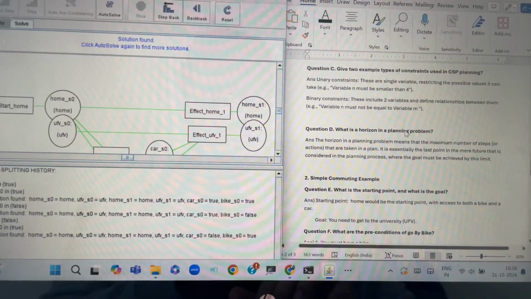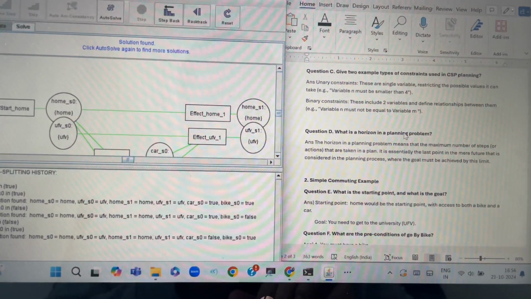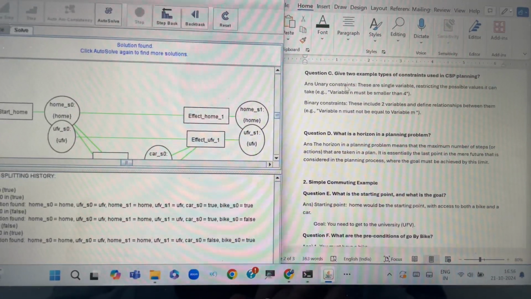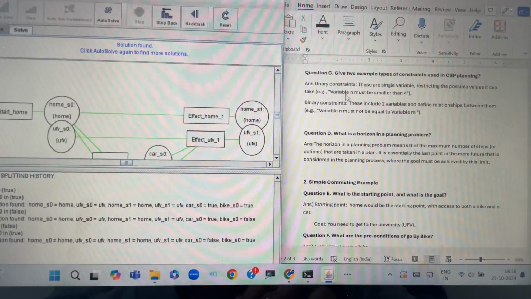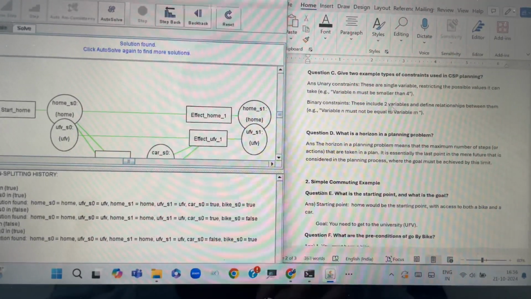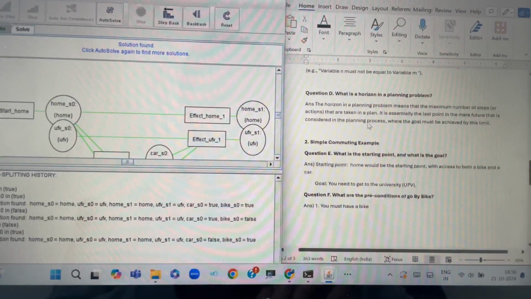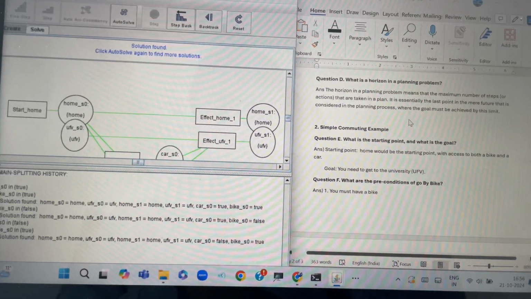Another question: what are two example types of constraints used in CSP? The unary constraints, so these involve a single variable, like the value of n must be smaller than 4, and binary constraints, involving two variables, which can both be the same unless we have a condition such as not equal to.